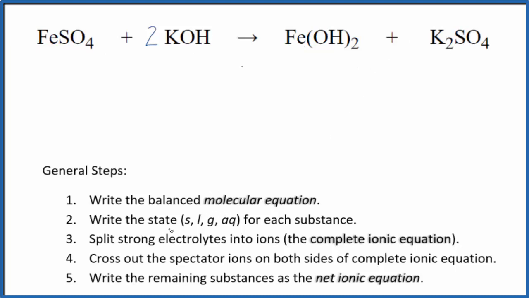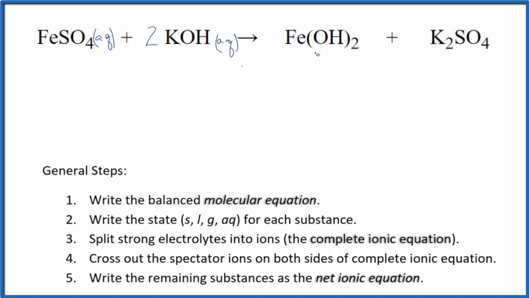Next, we'll write the state for each substance. So sulfates in general are very soluble if you know your solubility rules. So we're going to put an AQ. This will be aqueous. And then potassium hydroxide. Hydroxides in general are insoluble, but group 1 hydroxides like potassium hydroxide, sodium hydroxide, they're soluble. So this will be AQ. In fact, potassium hydroxide is considered a strong base, so it breaks apart, dissociates into its ions completely.